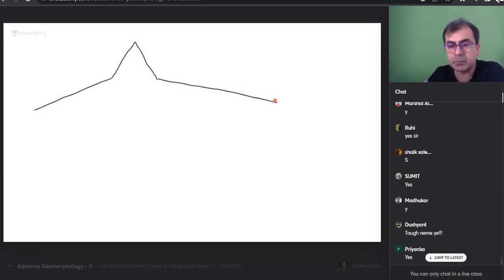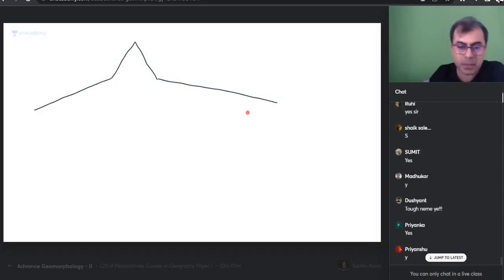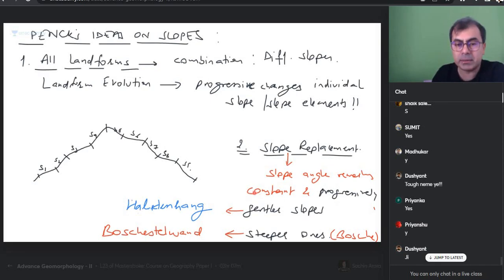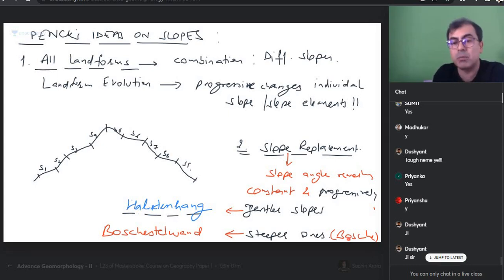ये बना दिया. दुष्यंत इस टफ नेम है. ठीक है दुष्यंत, हम लोग भी टफ में इंटरेस्टेड नहीं हैं, लेकिन एग्जाम में एक दिन उसने पूछ लिया, एक्सप्लेन द आइडियाज ऑफ बॉश एंड हेल्डनहैंग इन स्लोप इवोल्यूशन. पब्लिक डर गई एकदम से. बॉश कौन था, हेल्डनहैंग कौन था, हू वाज बॉश, हू वाज हेल्डनहैंग. दे न्यू अबाउट पेंक एंड डेविस. पीपल इमीडिएटली आर विलिंग टू लाइक कर्स यूपीएससी, देखा आउट ऑफ सिलेबस पूछ लिया बॉश एंड हेल्डनहैंग.